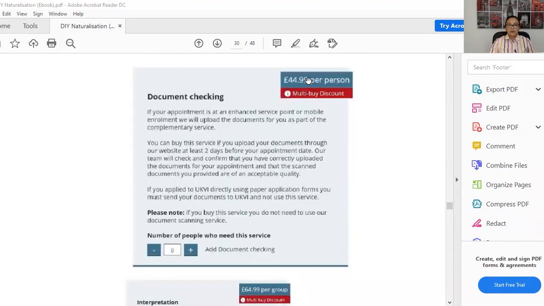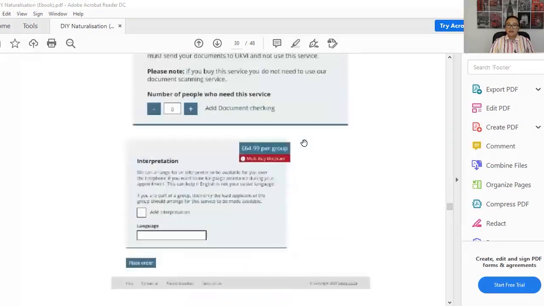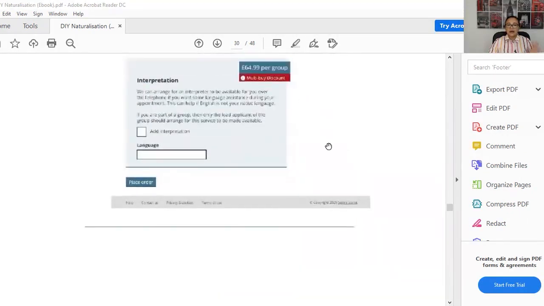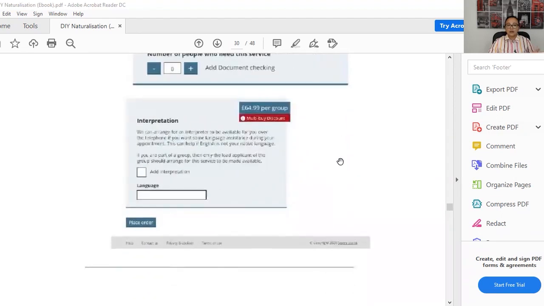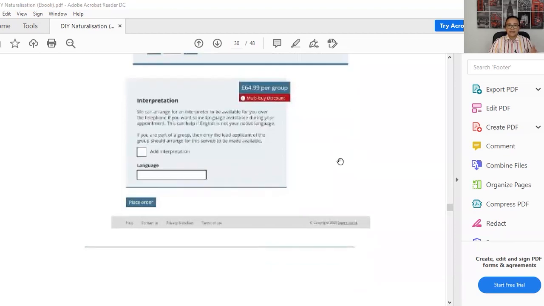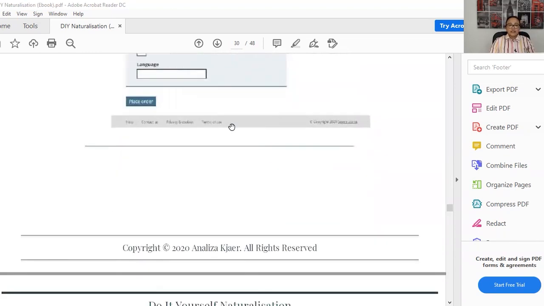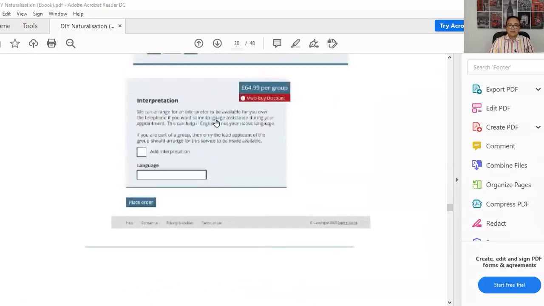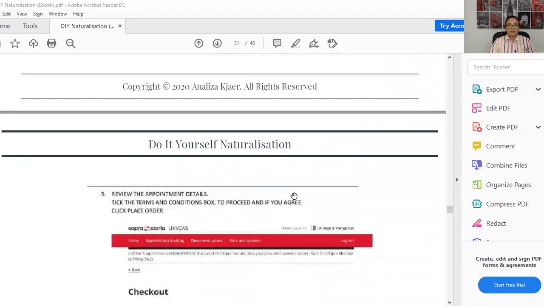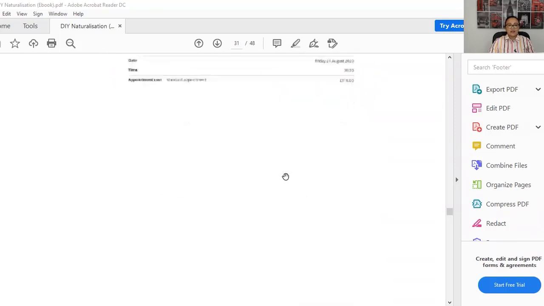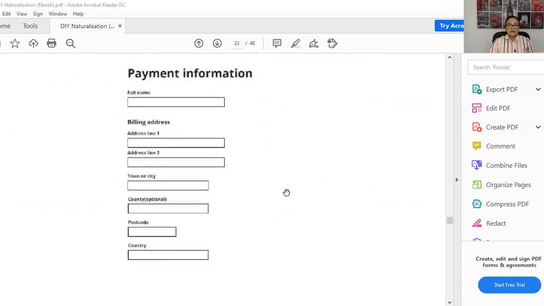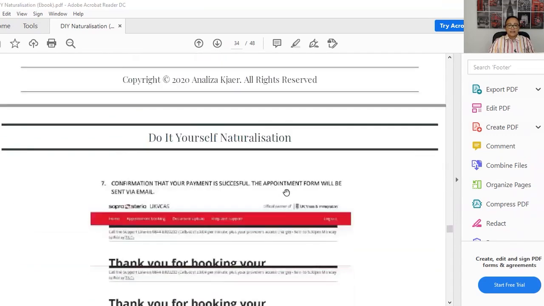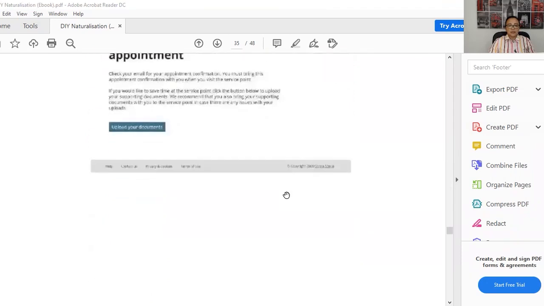If you want to make sure that your documents are okay, then have it checked by a lawyer, not the UKVCAS center, because they're not qualified, and they are not going to take responsibility if they make a mistake. If you need interpretation of your documents, they have that, and maybe you need this if you need to interpret your documents. And then you need to pay and submit. You will get a confirmation of your appointment and the services that you bought.